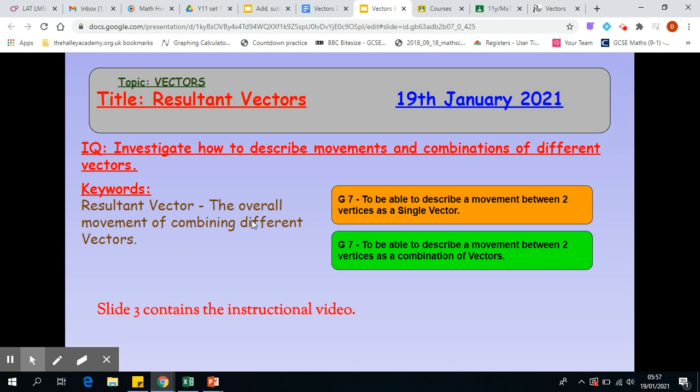Hello everyone. This is lesson 2 of vectors. In this lesson, we're going to investigate how to describe movements and combinations of different vectors in algebraic format.